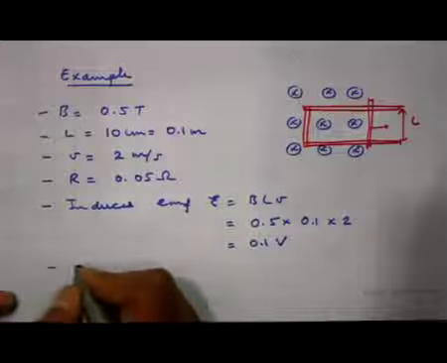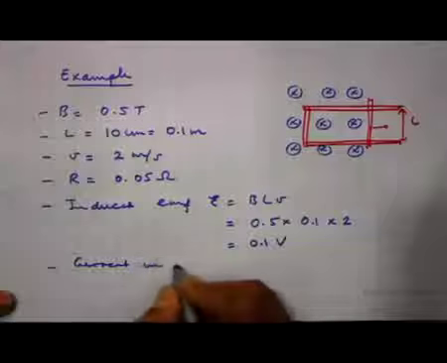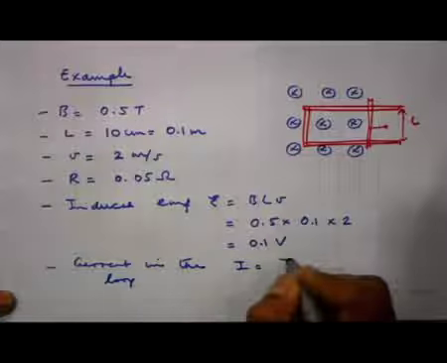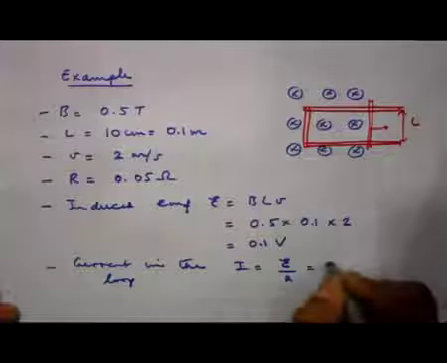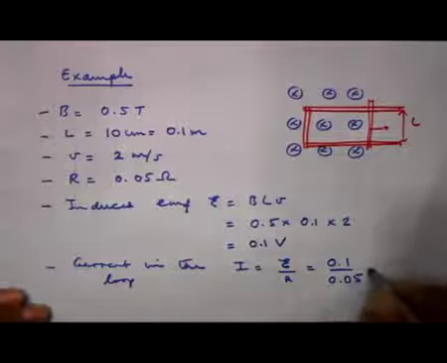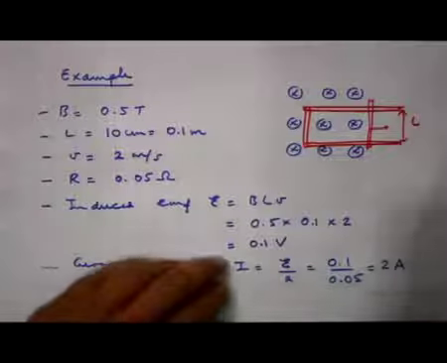And this induced EMF will generate a current I equal to E by R, which is equal to 0.1 by 0.05 ohms, which is about 2 amperes. So, there will be a current of 2 amperes, since the resistance is only 0.05 ohms I am assuming. Now, this current, as we saw before, will generate a magnetic force to the left side, and I can also calculate the magnetic force on this rod.